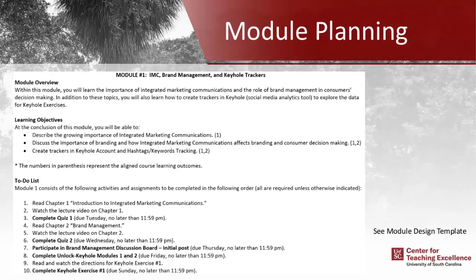Then you have learning objectives, which are module level. They are more specific than your broader course outcomes. Then you have a to-do list, which is also referred to as a task list, which provides a list of all instructional content, activities, interactions, and assessments. The to-do list shown here is in a numbered format, but you can also create it in a table format as well.